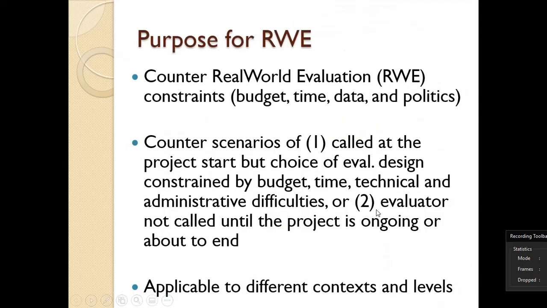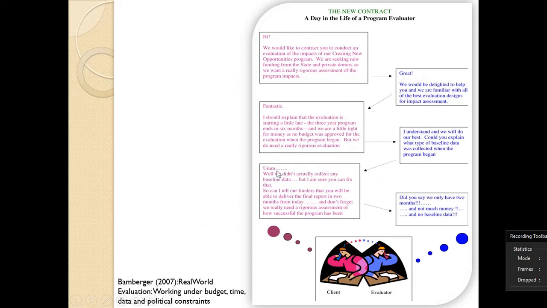So you recognize this? This is scenario 2, the evaluator not called until the project is ongoing or is about to end. This is what Bamberger is trying to bring up here. So I should explain that the evaluation is starting a little late. The 3-year program ends next month, and we are a little tight for money as no budget was approved for evaluation when the program began, but we do need a really rigorous evaluation. Based on this box, the client is looking for ways to generate evidence that would show that this program is creating impact.